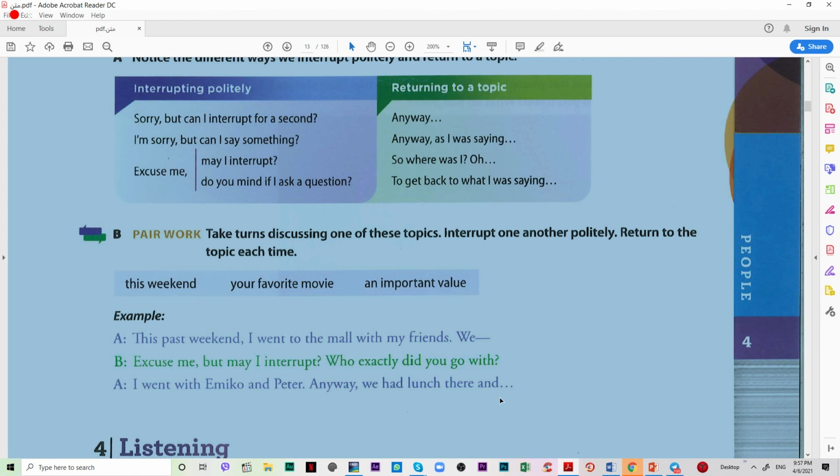Let me give you another example: your favorite movie. I went to Baghdad Mall with Ali to see an action movie. Excuse me, may I interrupt? What was the name of the film? The film's name is Mission Impossible, with Tom Cruise. Anyway, as I was saying, the film is an action movie and it was great, and we had fun times. Is that clear to everyone?